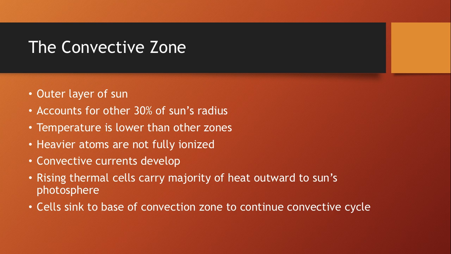Rising thermal cells carry the majority of the heat outward to the sun's photosphere, which is the next layer that we'll talk about in just a second. Cells will sink to the base of the convection zone to continue the convective cycle to heat the Earth and give light to Earth.